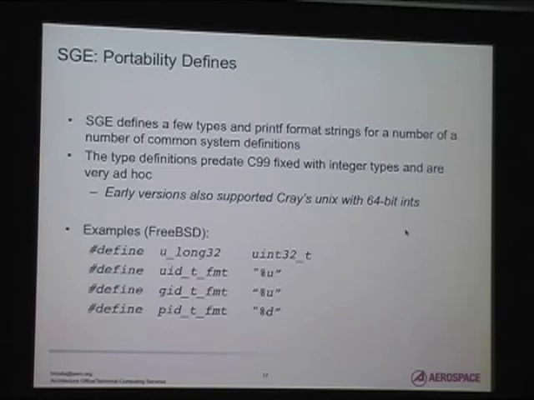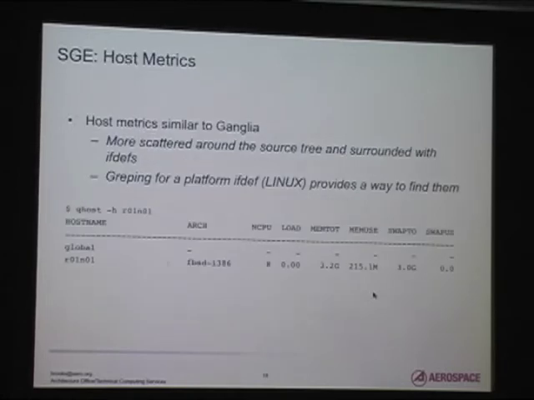So it predated C99 and all the standard types in C99, so there are their own typedefs floating around. They also have these weird format macros where you have to tell it what type all of your variables are. So we had to find all of those and add them in. I tried to get them to simplify the code and use standard things, but they still wanted to keep support for ancient, obsolete operating systems, so I haven't won that one yet. There's also in Sun Grid Engine, just like Ganglia, a whole bunch of host metrics.